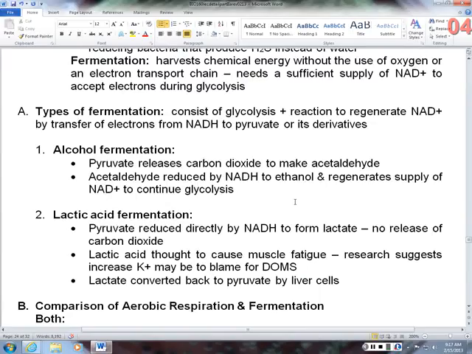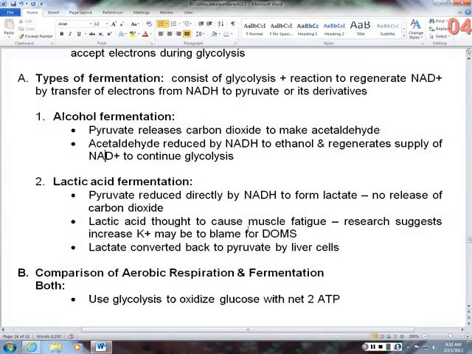In the human body, we will have lactic acid fermentation, and you'll take the pyruvate that is going to be reduced directly by NADH to make lactate. It doesn't release any carbon dioxide when it does that. This is what you're going to do if oxygen is not present to supply your muscles. You'll get as far as glycolysis making the pyruvate, and you can't continue into the citric acid cycle. So you have to go with plan B, and that's going to be the lactic acid fermentation.